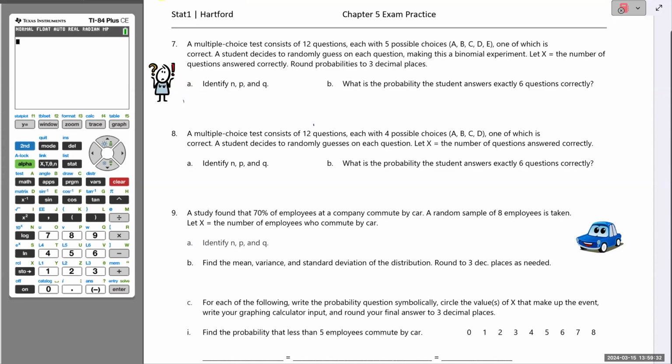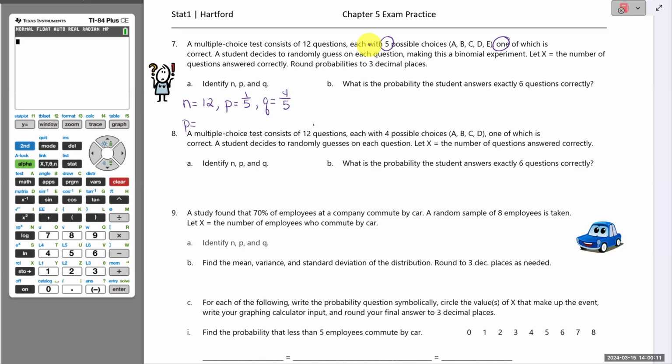So N, the number of trials: the student's going to have to guess 12 times, so 12 trials, 12 questions. And then on each question, the probability of a success, so getting it correct, well, we've got 1 that's correct out of 5 choices. So there's a 1 out of 5 chance of getting the question correct. And that would mean Q, the probability of failure: if one of them is right, then the other 4 would be wrong answers. So 4 out of 5.